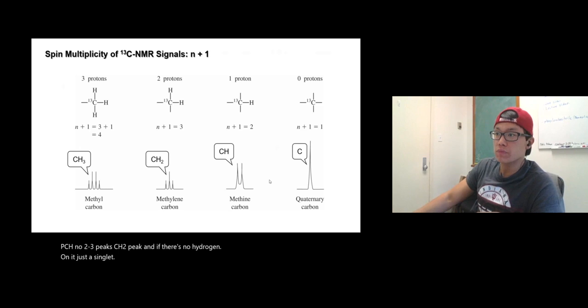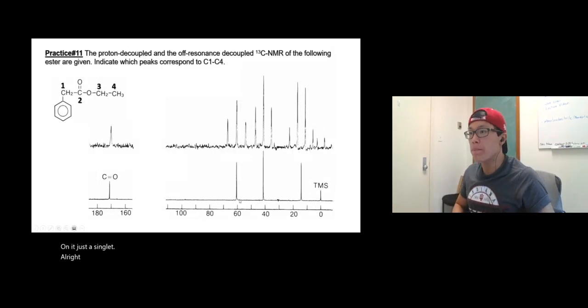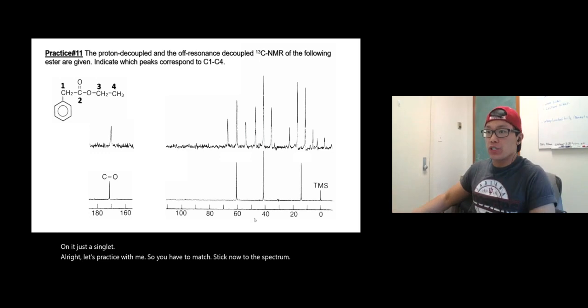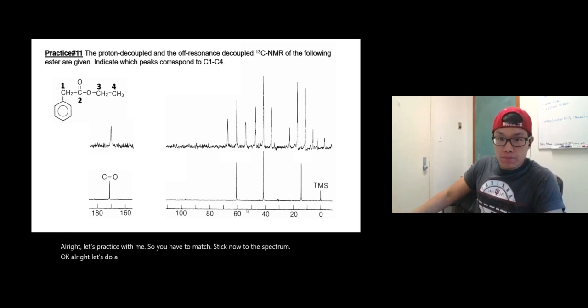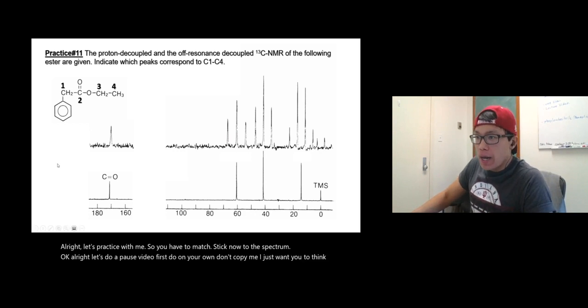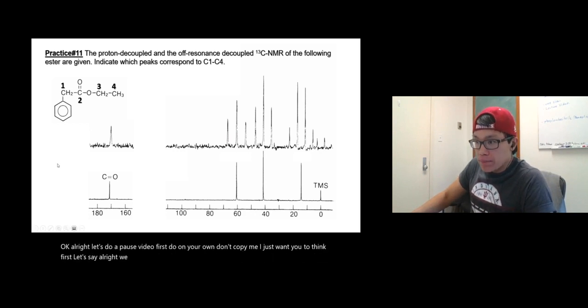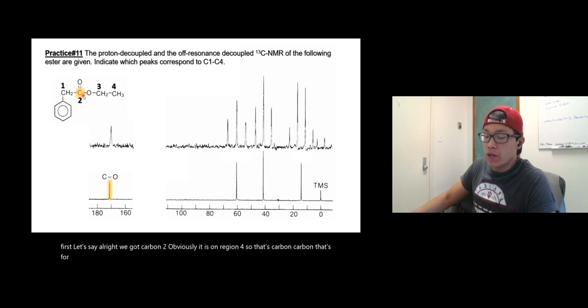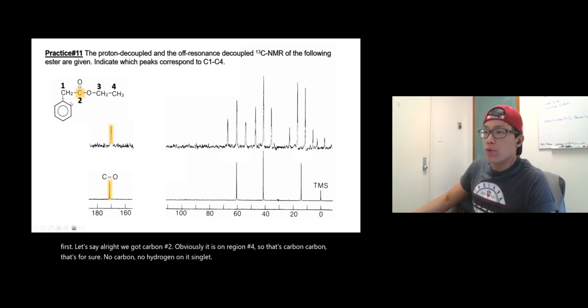All right, let's practice with me. You have to match the signals to the spectrum. Let's pause the video first. Do it on your own, don't copy me. I just want you to think first. All right, we have carbon number 2. Obviously, it is in region number 4, so that's the quaternary carbon for sure. No hydrogen on it, singlet. Ta-da.